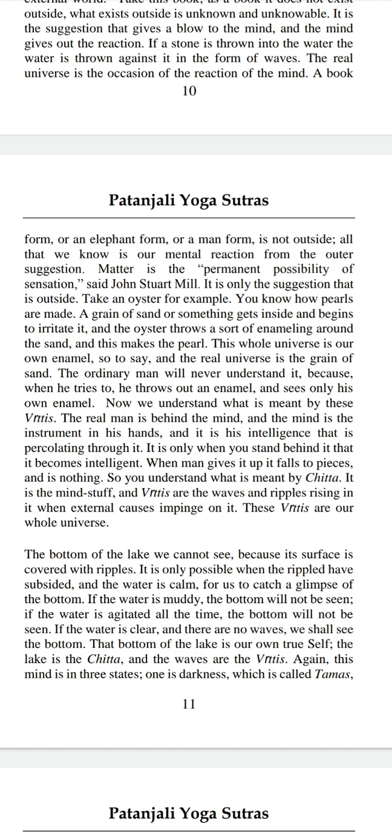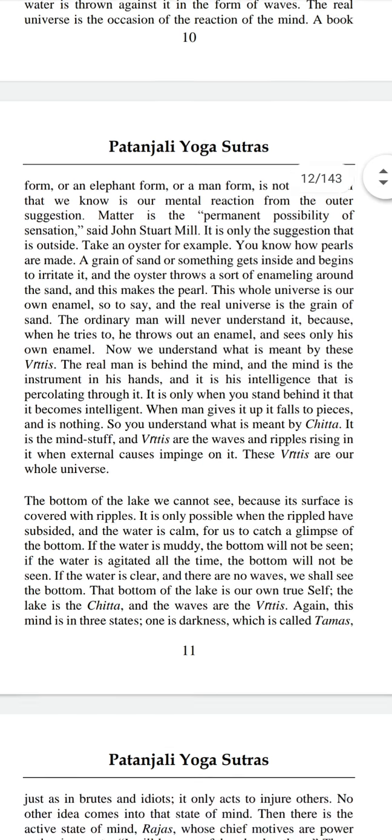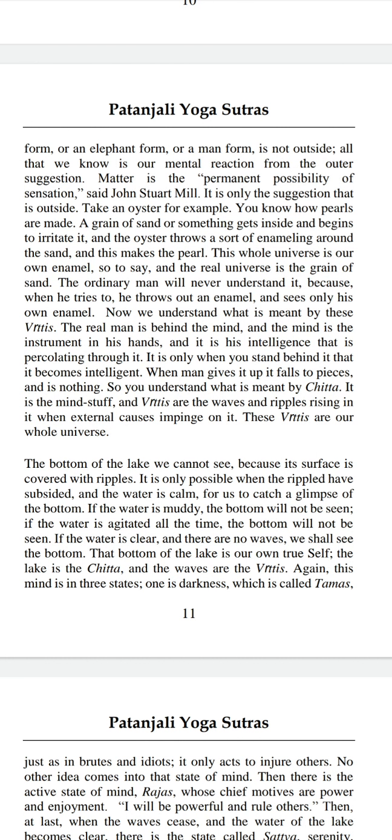So understand what is meant by chitta. It is the mind stuff, and the vrittis are the waves. So overall, the things which are acting in the mind is the chitta, and the shapes which are formed in that mind, like waves and ripples, when external causes impinge on it, are the vrittis. So these vrittis are our whole universe. Our whole universe is this vritti. And those vrittis shape our mind. Those vrittis make us do what we are doing. So the bottom of the lake we cannot see. We cannot see what is at the bottom of the lake because its surface is covered with ripples.